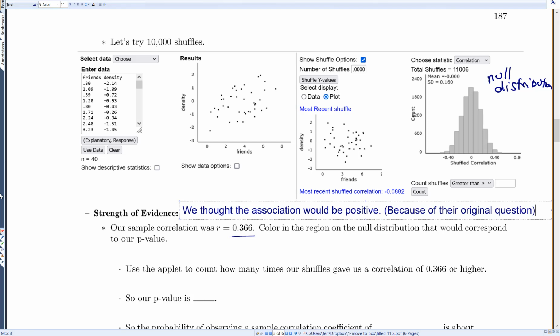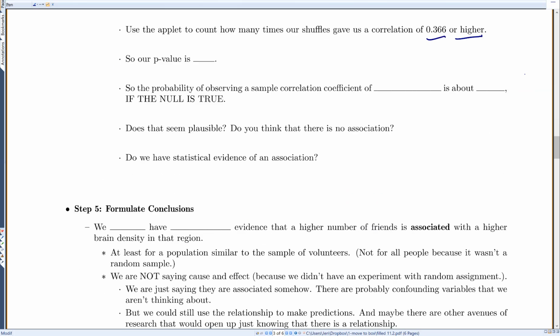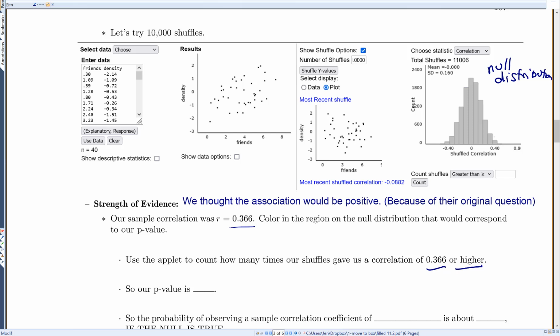higher. Okay. So we're going to use our applet to count how many times our shuffle gave us a correlation of 0.366 or higher. Again, that was based on our hypothesis that we thought the association would be positive. So we'd come up here on our graph and find 0.366 and find everything to the right. Okay, because again, the original conjecture was the association would be positive, so we want to look to the right.